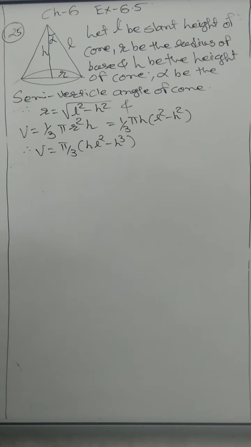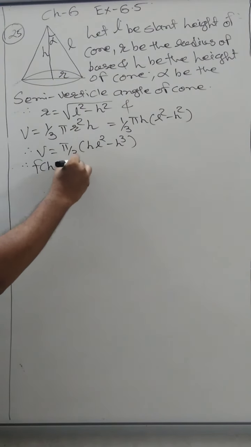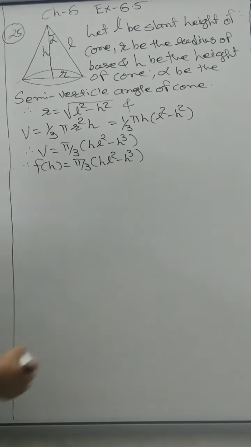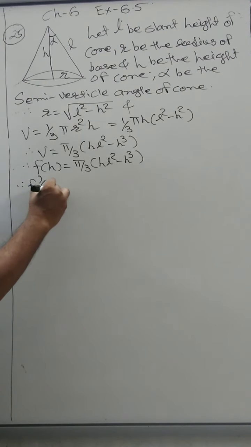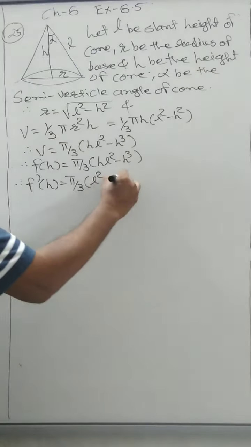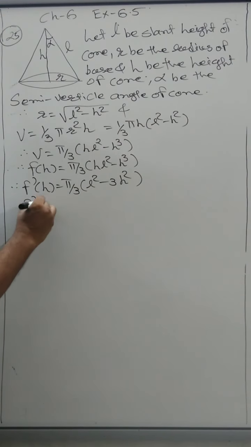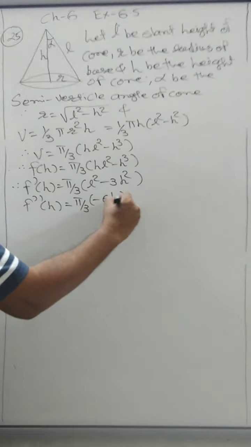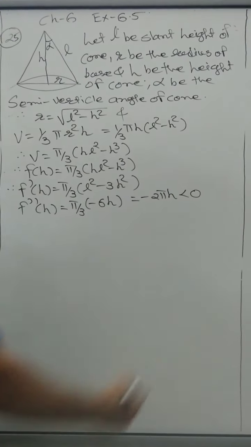Now this is a function of h. Therefore we can say that f(h) equals pi by 3 (h L square minus h cube). Now we differentiate first time and second time. We get f dash h is equal to pi by 3 (L square minus 3h square). And f double dash h is equal to pi by 3 into minus 6h, or we can say minus 2 pi h, which is always less than 0.